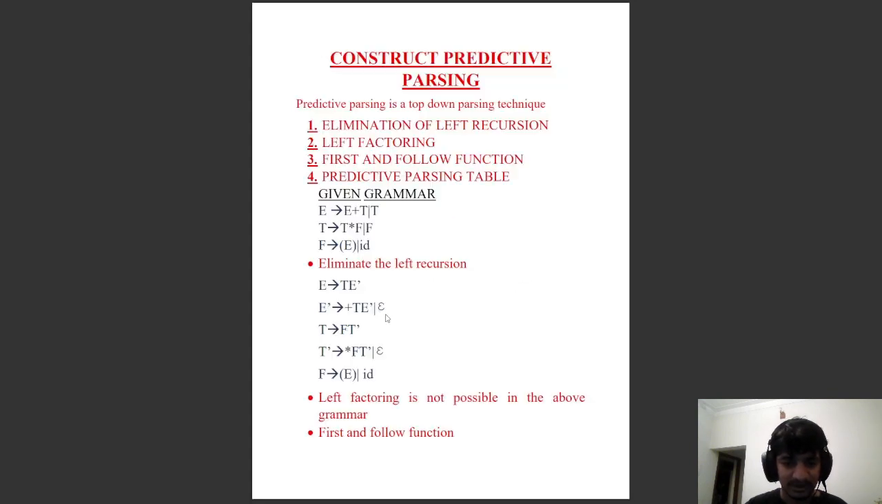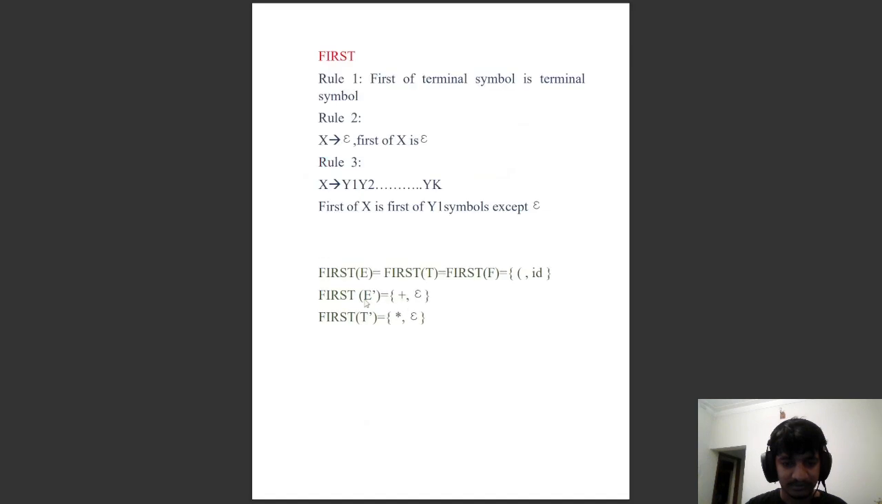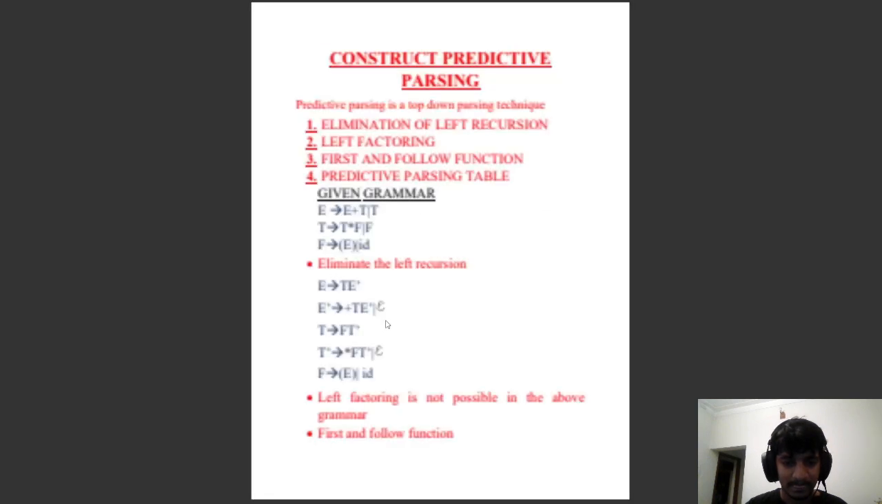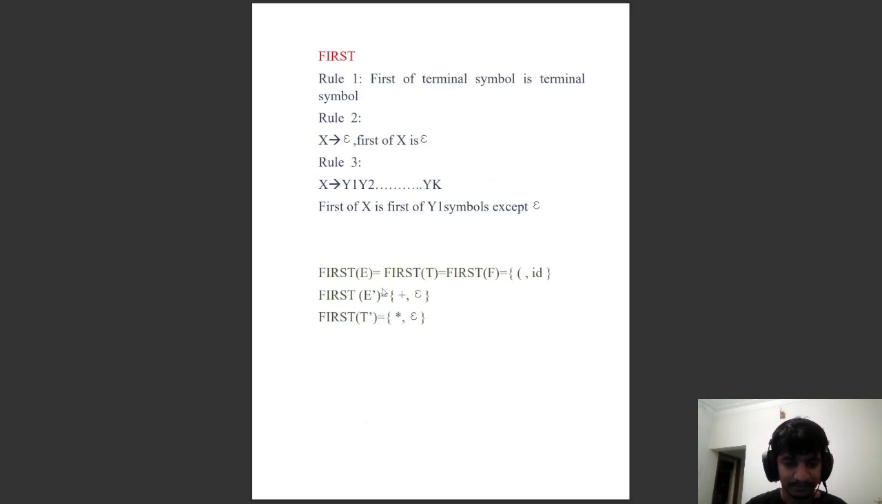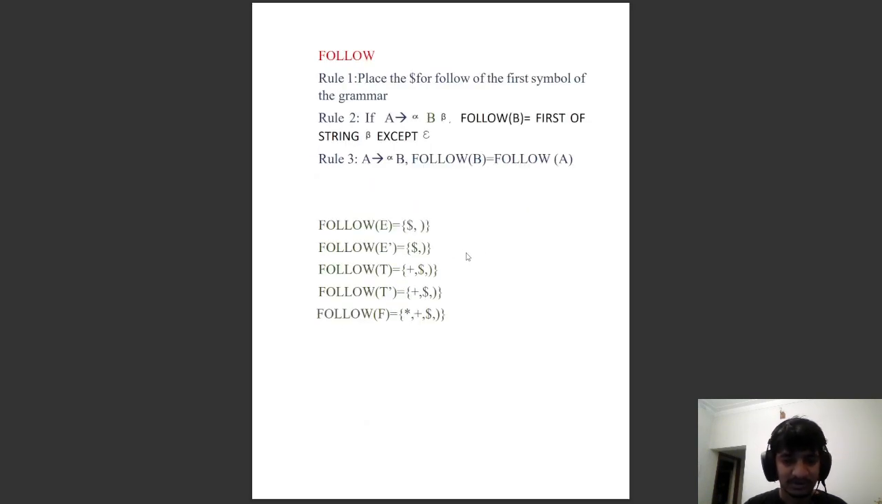Now let's see first of E dash. For E dash, first of E dash is plus and epsilon. Now first of T dash is star and epsilon; this is the first starting symbol for these two derivations, so it's star and epsilon, hence we have it here. Next we find the follow.